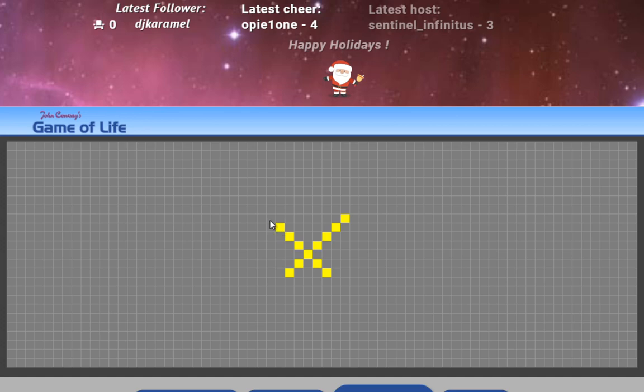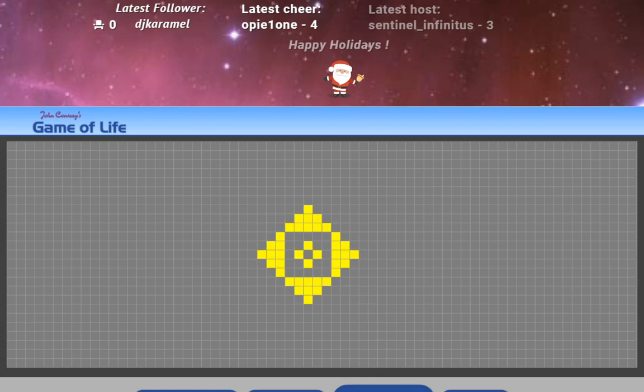Let's see, what if I extend this out a little? It's symmetric though. Is that right? 1, 2, 3, 4, 5, 6. 1, 2, 3. 1, 2, 3, 4, 5, 6, 7. Wait a minute, something. Oh, it's not oscillating. It stopped oscillating.